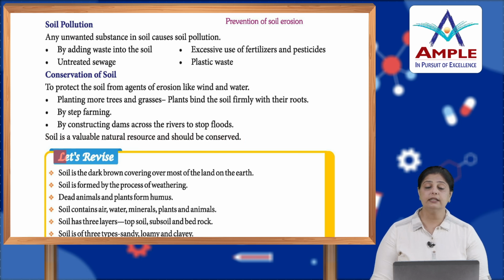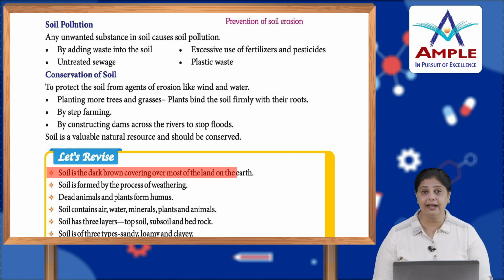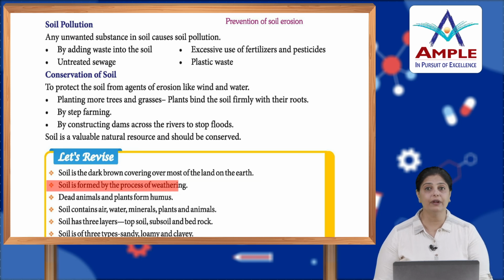Alright, now let us do a quick recap of the chapter. Soil is the dark brown covering over most of the land on earth. Land on the earth is mostly covered by soil. Soil is formed by the process of weathering. Dead animals and plants form humus.